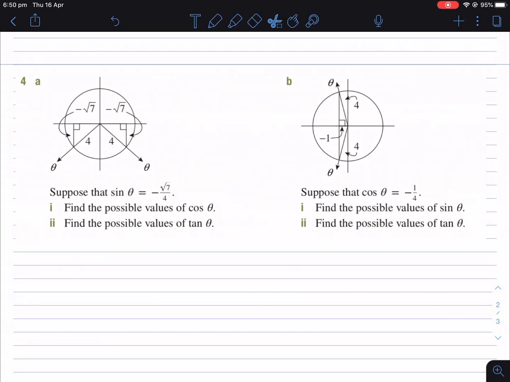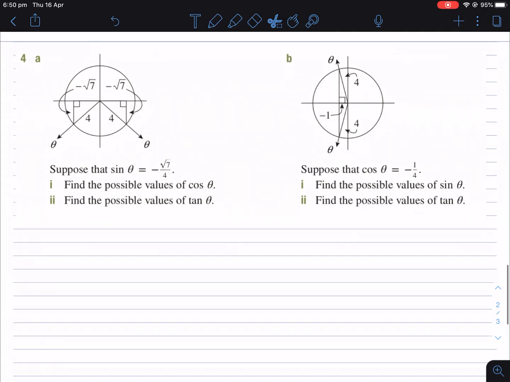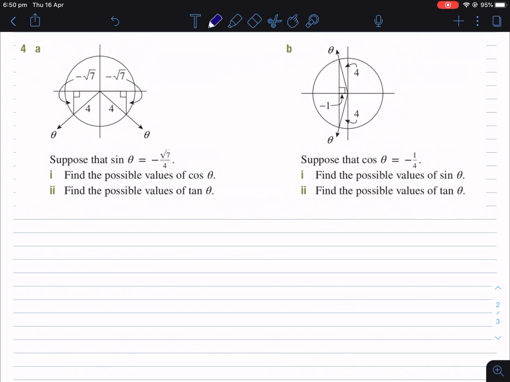All right, this question looks confusing. It's not that confusing. If they'd told us that sine theta equals positive root 7 on 4, our first instinct would have been, okay, that's easy. That means we're here and opposite over hypotenuse. This is 4 and this is root 7. Let's figure out this one.